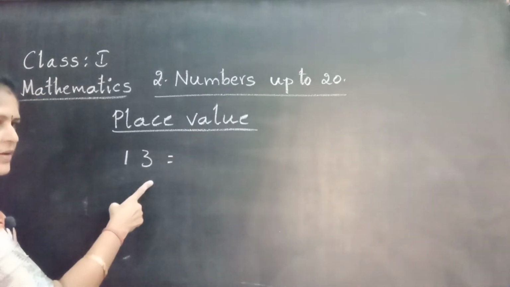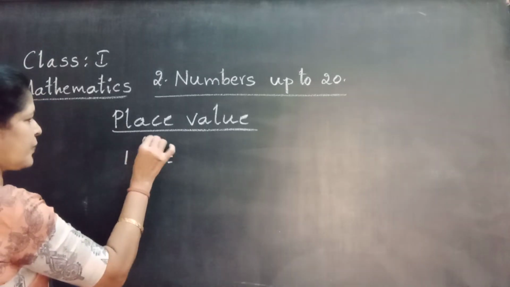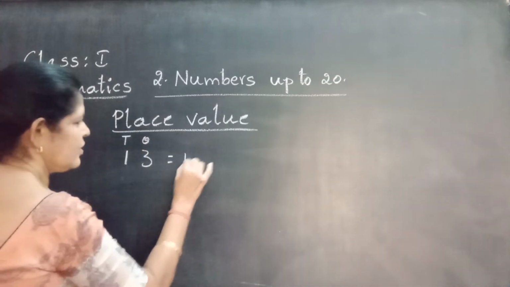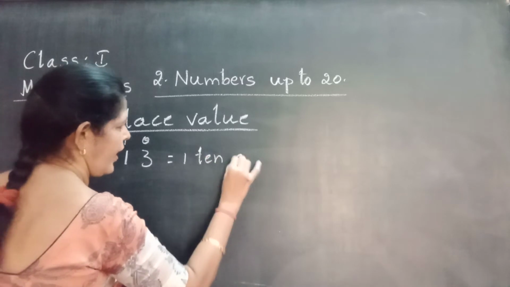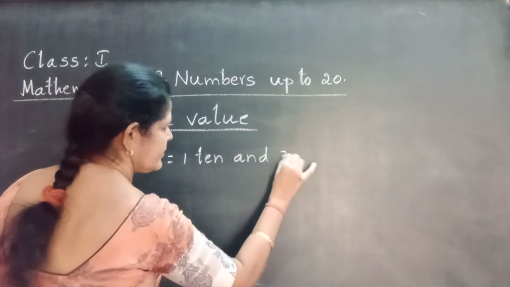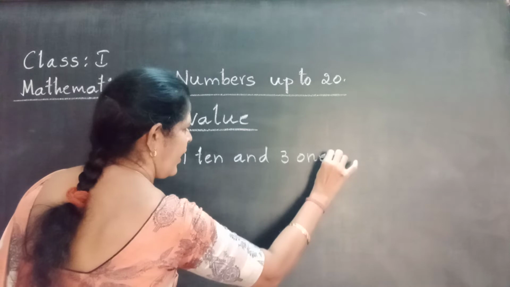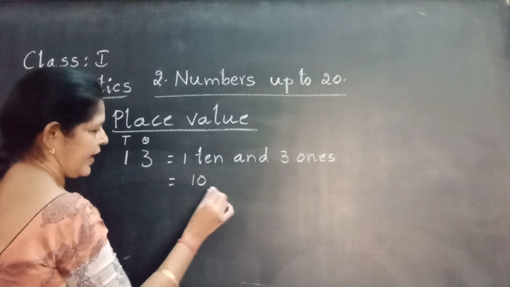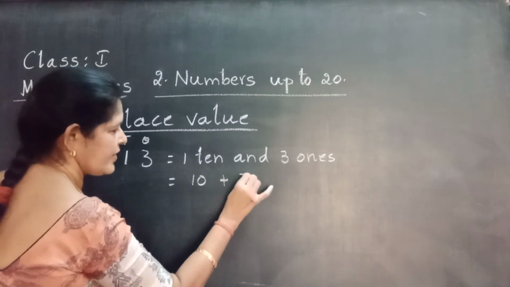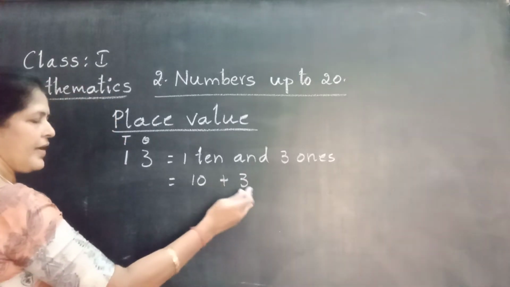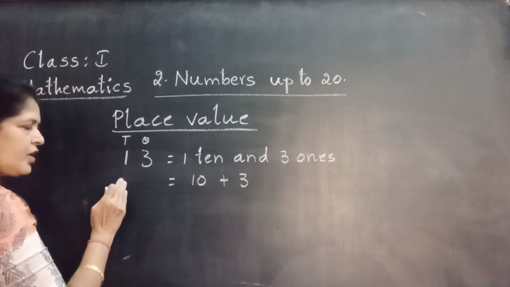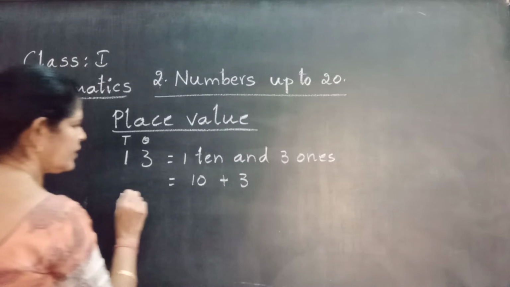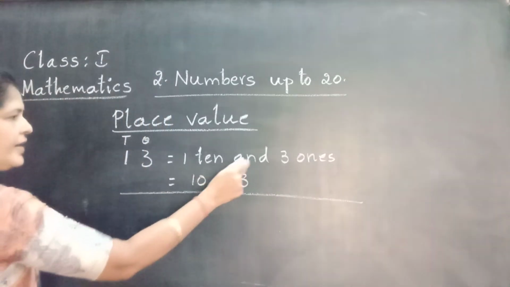What is the number? 13. Ones place, tens place. That means 13 is 1 ten and 3 ones. In the number, 1 ten, 10, plus 3 ones means 3. 10 plus 3 is the place value of 13. Or 1 ten and 3 ones, 13. 13 has 1 ten and 3 ones.